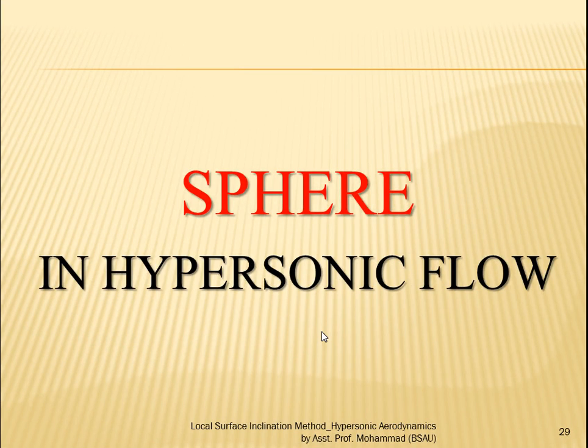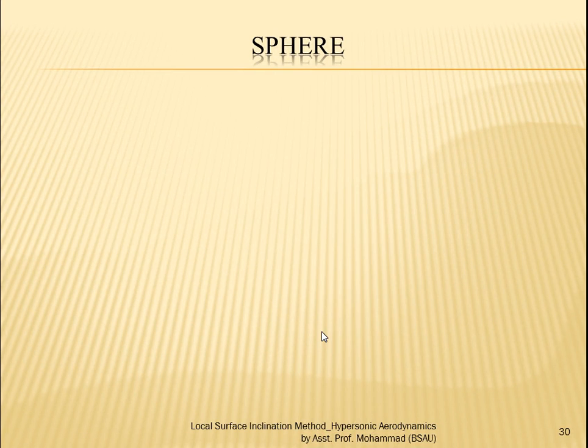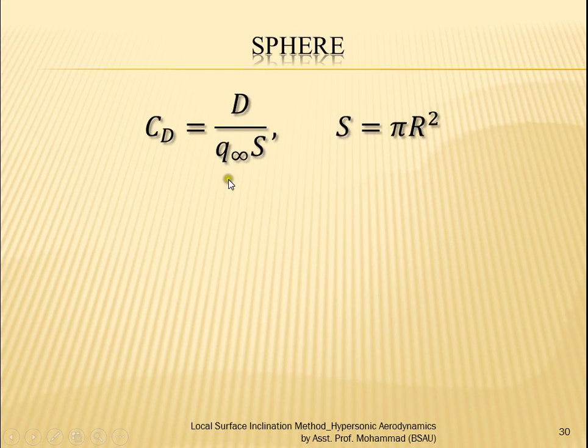Now the same thing we can apply to the sphere also. So let us see the sphere in hypersonic flow, how it goes. In the case of a sphere, we again follow the same method. CD is equal to D by q infinity into S. That's the definition of CD. And the area which the flow is associated with is not 2r into 1, as we saw in the case of the cylinder. It will be pi r square, the entire cross sectional area of the sphere.